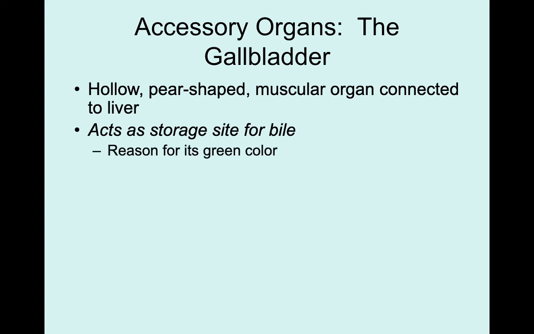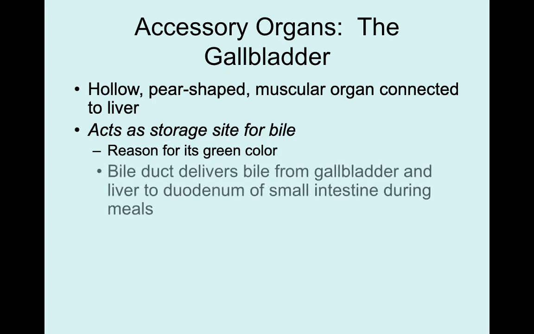And you guys, the gallbladder is usually going to be green in color, and the reason for this is because it stores bile, and bile is green. The bile duct delivers the bile from the gallbladder and the liver to the duodenum of the small intestine during meals. So bile will go from the liver and the gallbladder through the bile duct to the duodenum of the small intestine during a meal. Again, between meals, then the bile will go from the liver to the gallbladder.